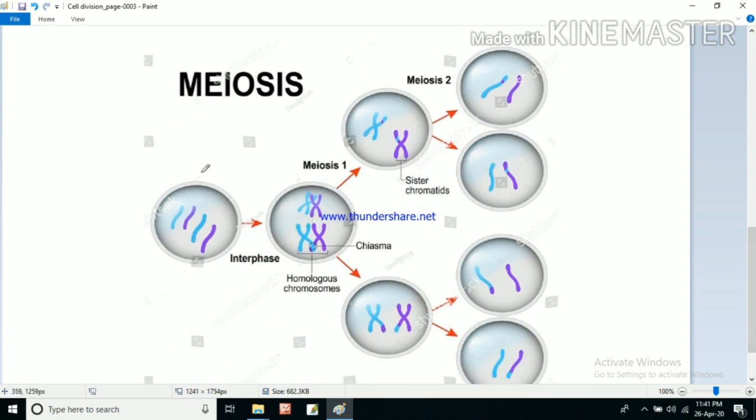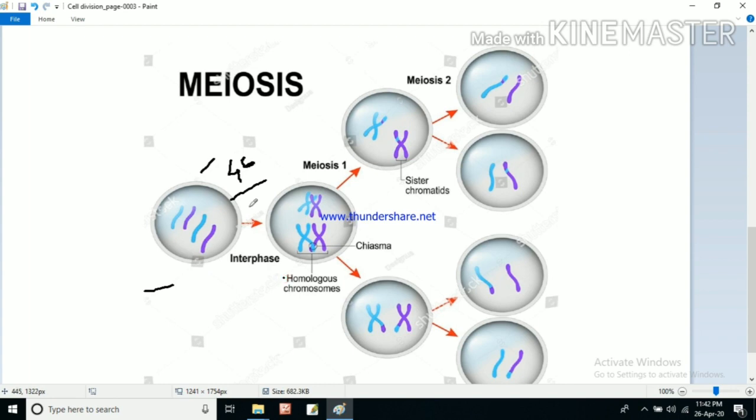In the mother cell we have considered 46 chromosomes. This is the reproductive mother cell. You remember this one? This is the reproductive mother cell, and these are reproductive daughter cells. Reproductive mother cells contain 46 chromosomes, as we know that each cell of the human body contains 46 chromosomes. That's why this reproductive mother cell has 46 chromosomes.